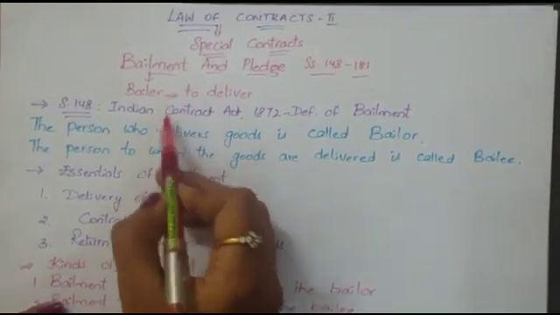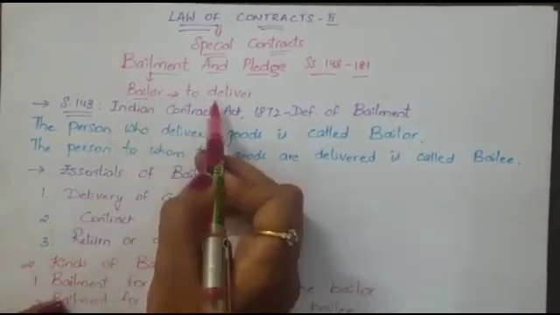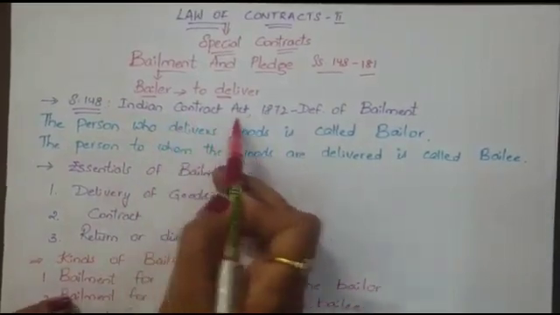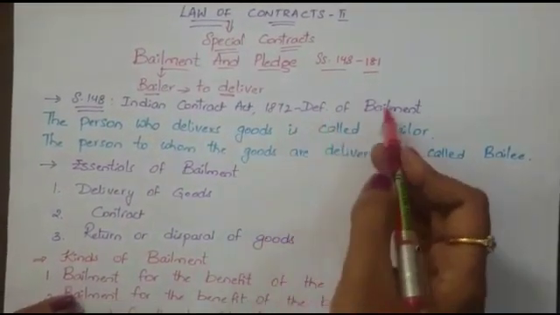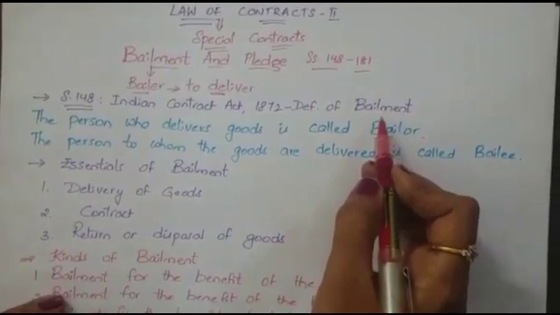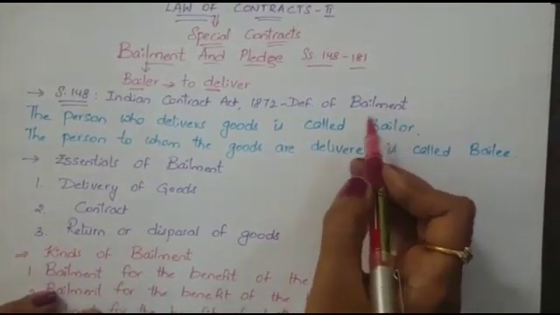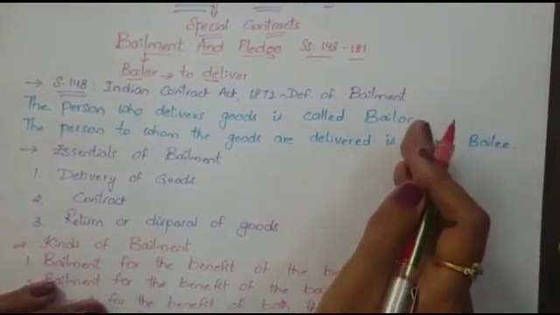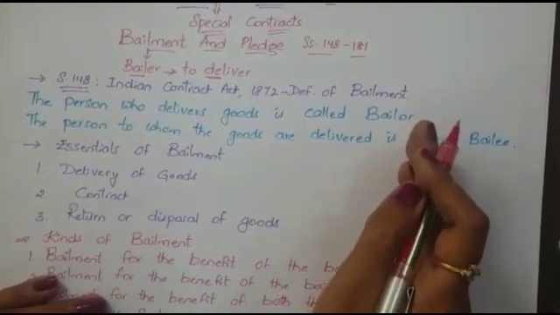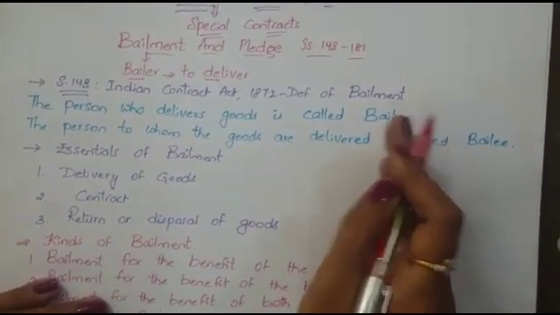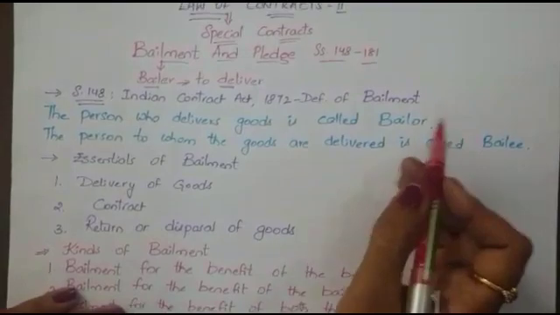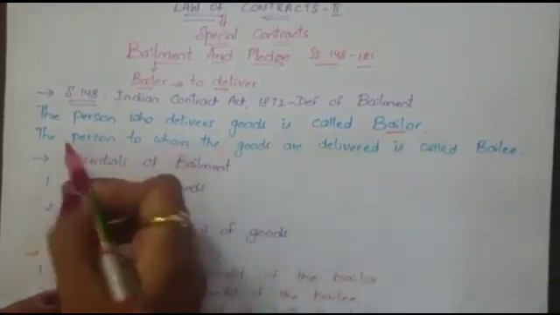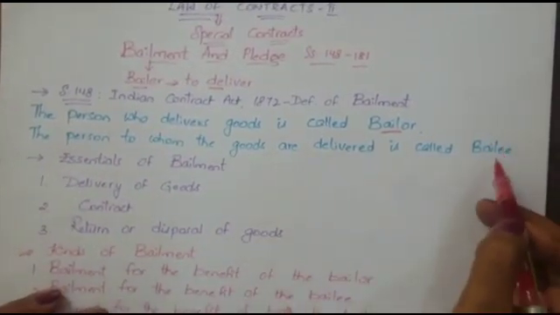Bailment is derived from the French word bailor, which means to deliver. Under section 148 of the Indian Contract Act 1872, bailment is the delivery of goods by one person to another for some purpose, upon a contract, subject to certain terms and conditions for return or disposal as directed after the purpose is accomplished or completed. The person who delivers goods is called the bailor. The person to whom the goods are delivered is called the bailee.